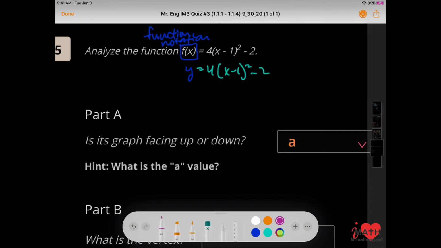Count how many sets of parentheses you have. You only have one set. One set is vertex form. So using your foldable, you'll recognize it's there, and then you can just write the form right below it: a times (x minus h) squared plus k.